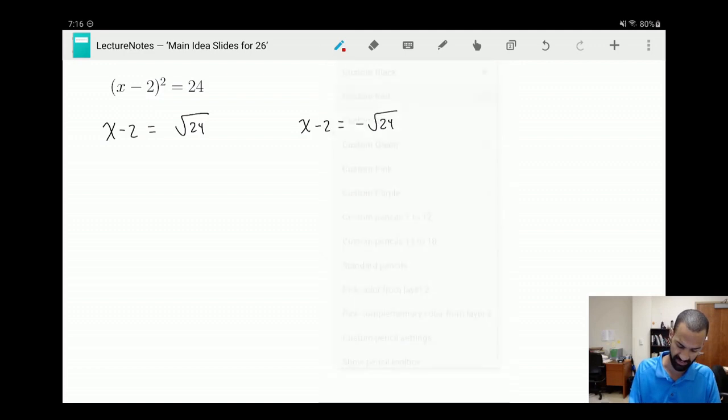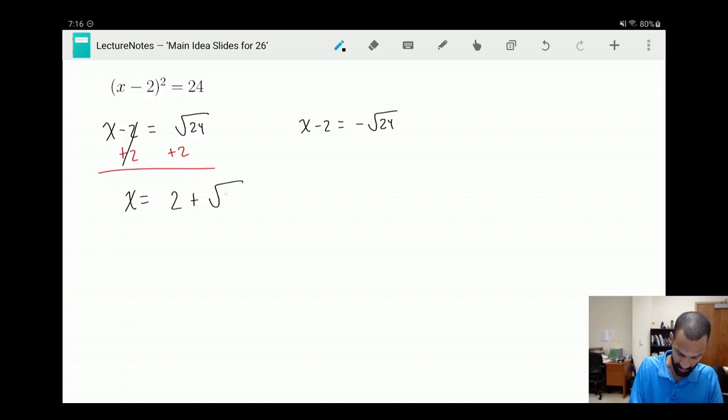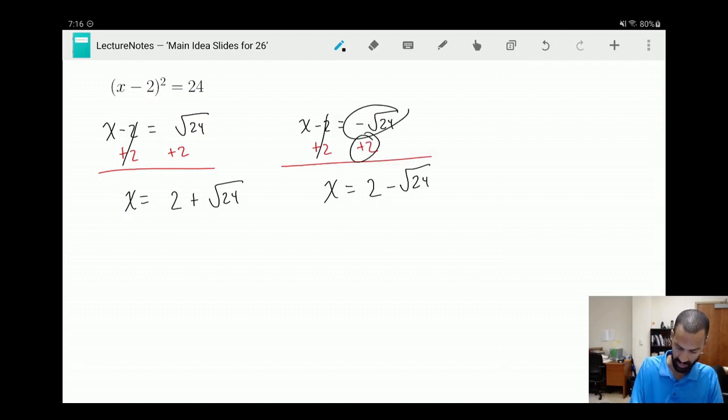Or actually, let's get x by itself first. So I'm going to add 2 to both sides. Keep in mind that if something's under the square root, it's its own number. You can't put those together. Okay, cannot put those together. So this is just going to be positive 2 and positive square root of 24. You could put the square root of 24 first if you prefer. This is how I like it. Then I'm going to do the same thing over here. I'm going to add 2 to both sides again, keeping in mind that I cannot put these two together, so I end up with x is equal to 2 minus the square root of 24.